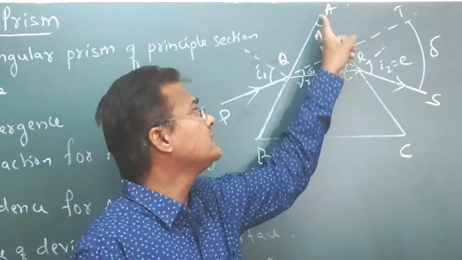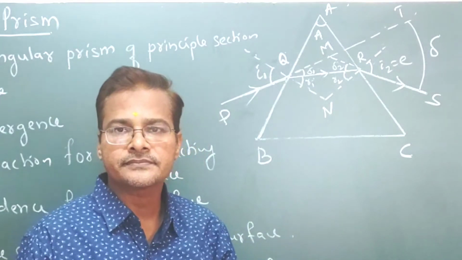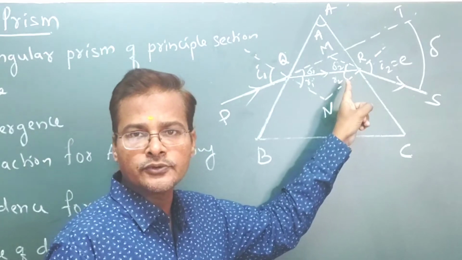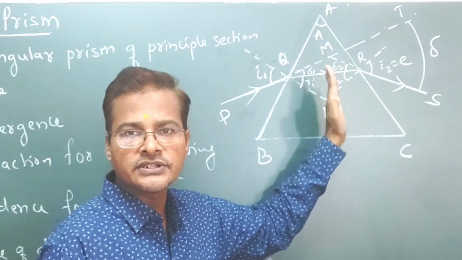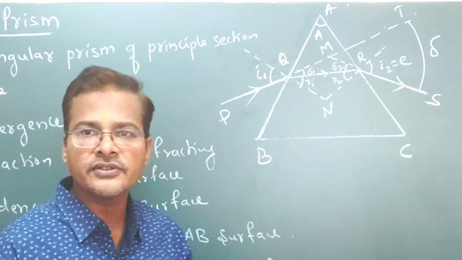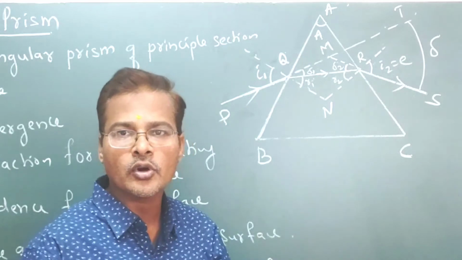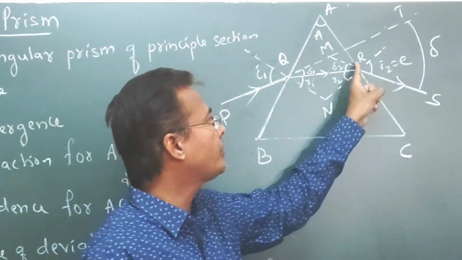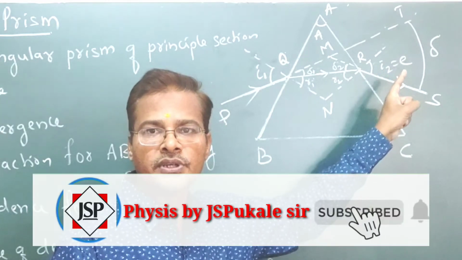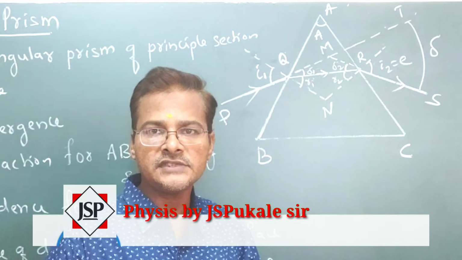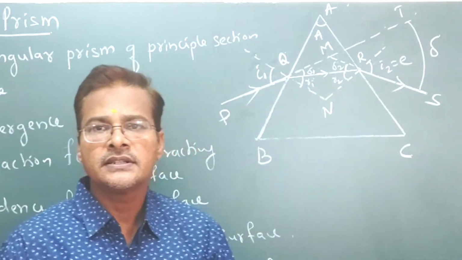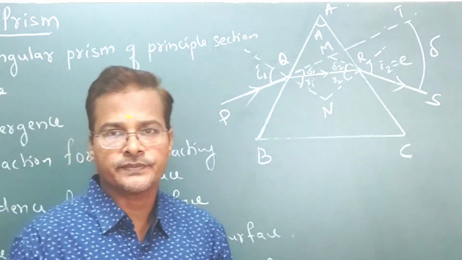Again this ray moves on and is incident onto the surface AC, making an angle R2, the angle of incidence. So it travels from the denser medium to the rarer medium. When a ray travels from denser to rarer medium, it will be bent away from the normal. So that will be RS, making an angle of emergence I2 equal to E. I2 equal to E means the emergent ray, the angle of emergence.